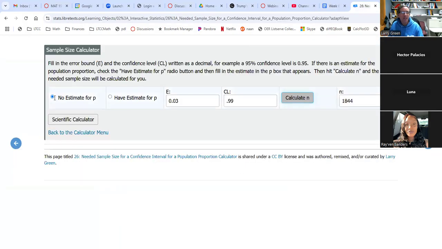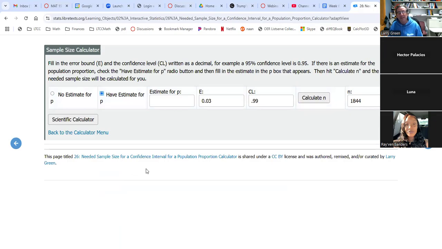Because now, instead of no estimate for P, we have an estimate for P. So I'm going to click have an estimate for P. And now the calculator is going to ask, what is your estimate for P? And that was 8%. We're going to use last year as our best estimate for what percentage of the cars are electric vehicles. Does that make sense? And now I can calculate N.